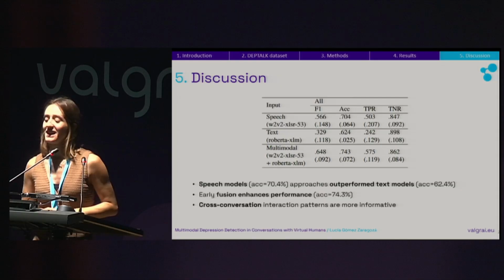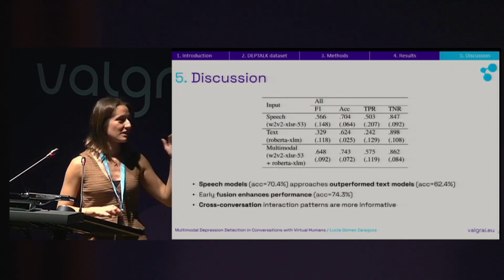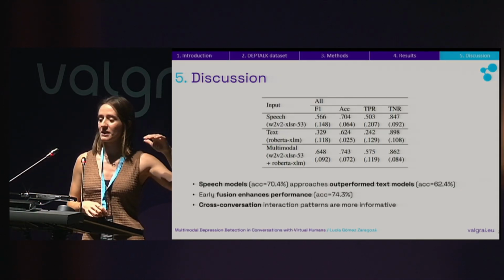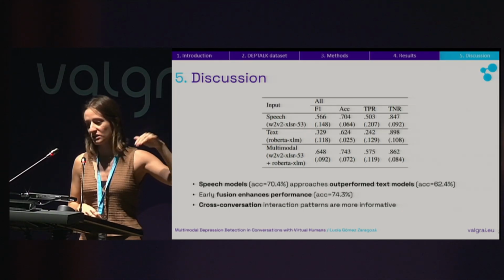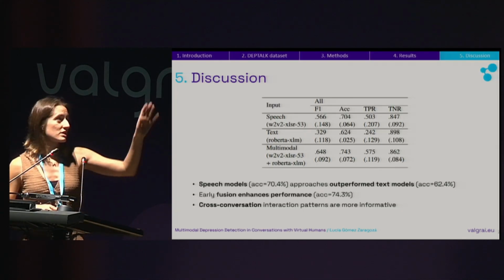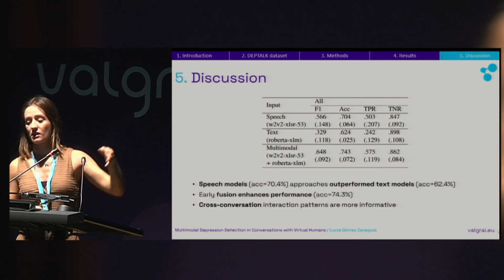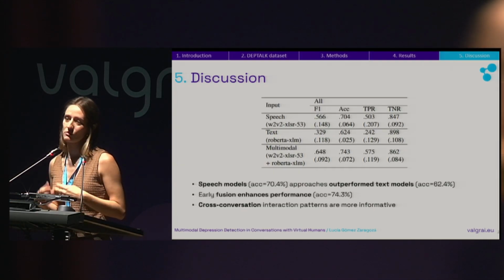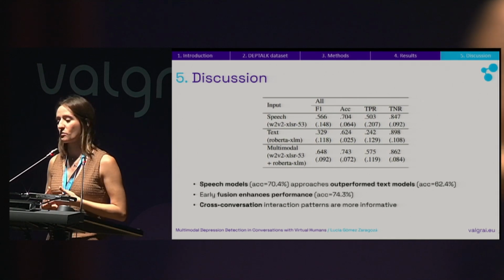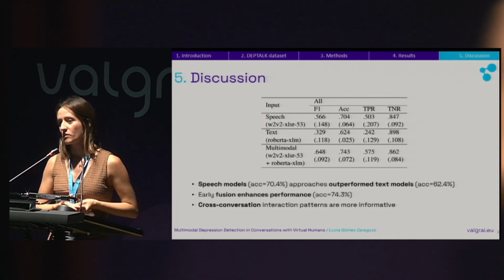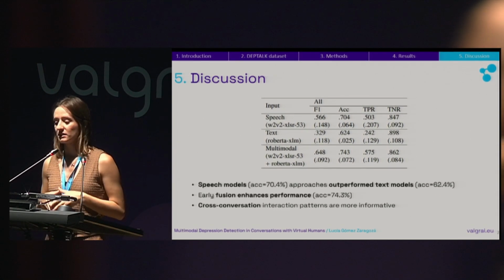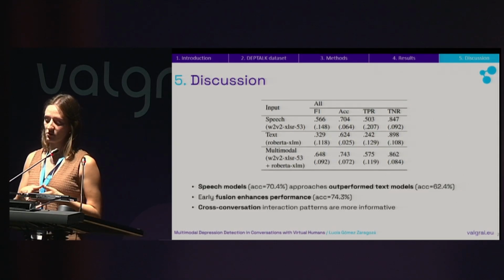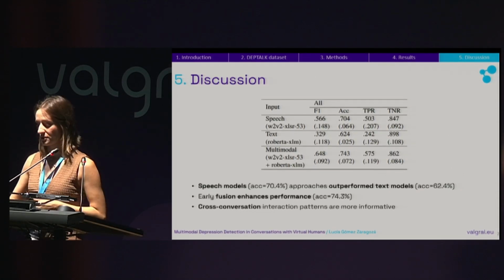But yeah, okay. So just the results, you can see here the top performing models, results for each of the speech, text, and multimodal model. You can see the first column is F1 score and accuracy, and the speech models outperformed the text models, so that means that the prosodic part of the communication is more informative about the depressive symptoms, but the early fusion improved performance up to 74% accuracy.